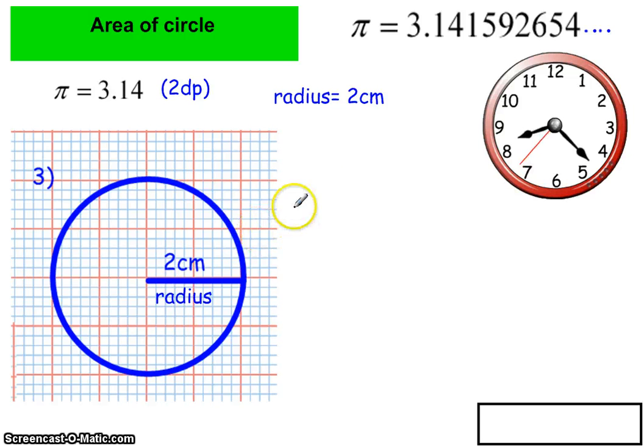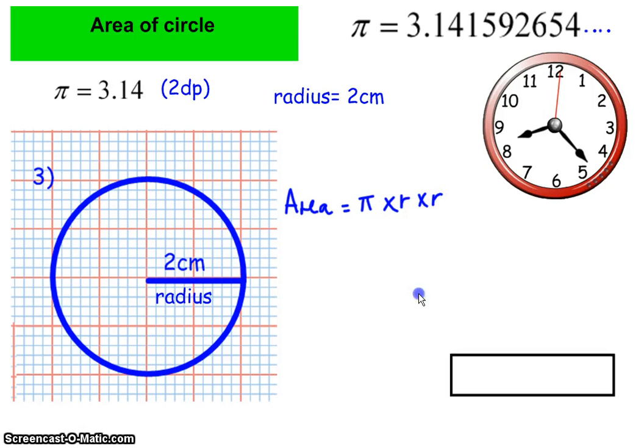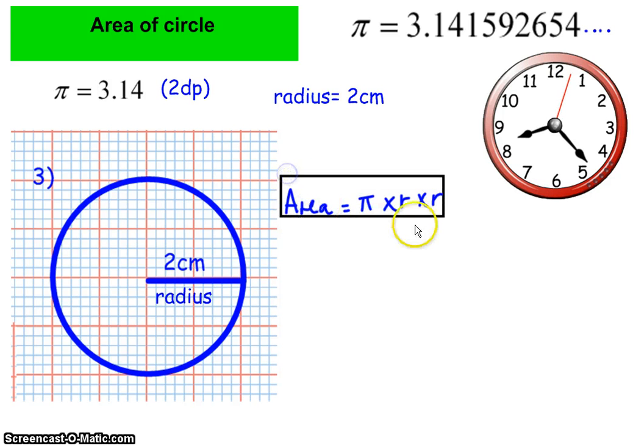Now, there's a formula for the area of a circle, and I'm going to introduce that formula. So it's very important for you to write down this formula. The area of a circle is equal to pi, which is this symbol, multiplied by the radius, multiplied by the radius. So this formula is very important for you to write down. So please write this down in your book.